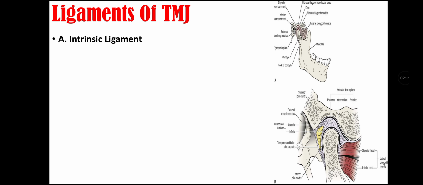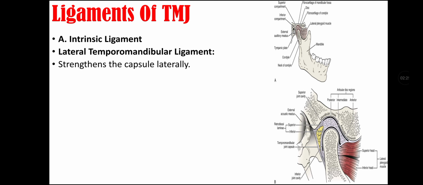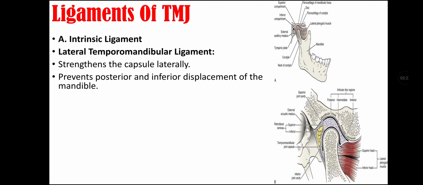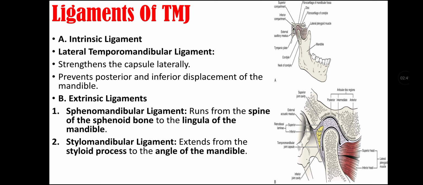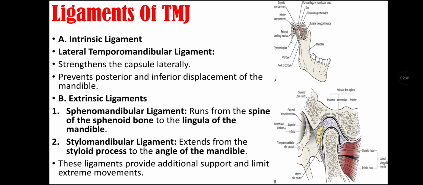Ligaments of temporomandibular joint. First, there are intrinsic ligaments that include lateral temporomandibular ligament that strengthens the capsule laterally and prevents posterior and inferior displacement of the mandible. Then there are extrinsic ligaments that include sphenomandibular ligament that runs from the sphenoid bone to the lingula of mandible, and stylomandibular ligament that extends from the styloid process to the angle of mandible. These ligaments provide additional support and limit extreme movements of the mandible.